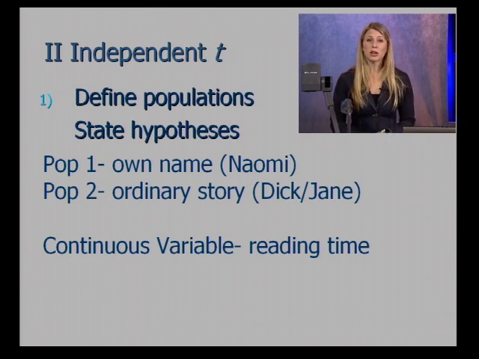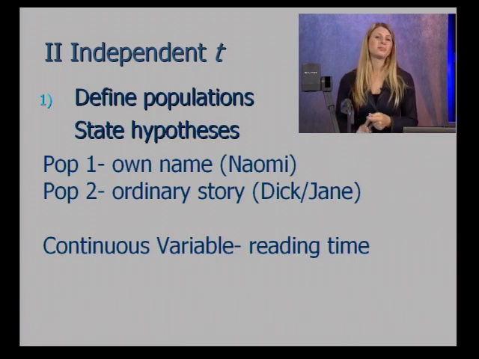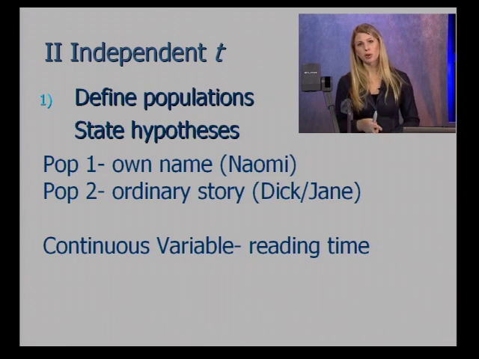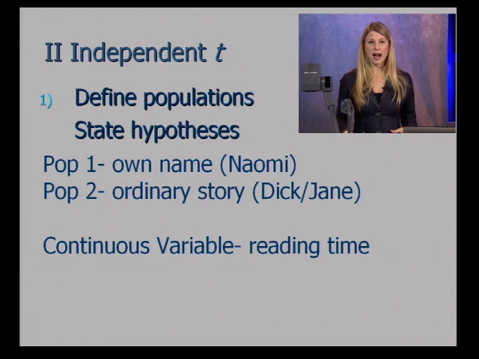So you'll never know the information about the population, but you're going to use samples from each of these populations and compare their scores on a continuous variable. Here, our continuous variable is the reading time, the time it takes them to read the story. So your first variable here is which group they end up in, the group with their own name book or the group with the ordinary story. And then your second variable is the continuous variable. And you're asking, is this continuous variable different between population 1 and population 2?